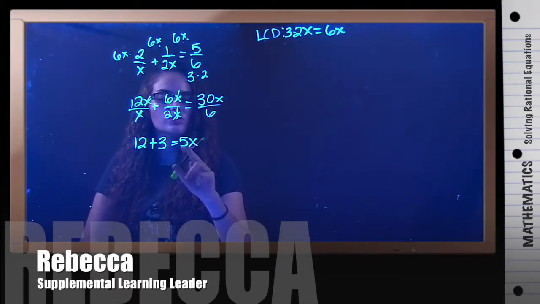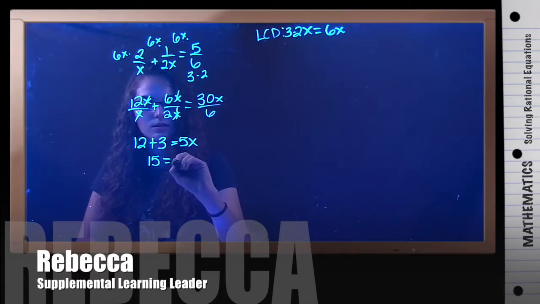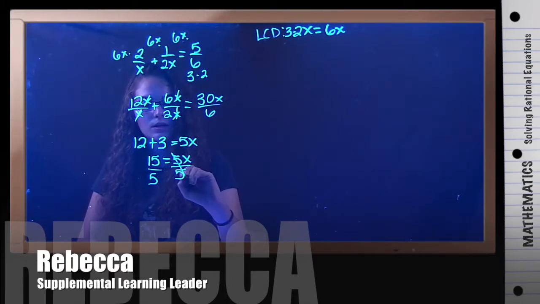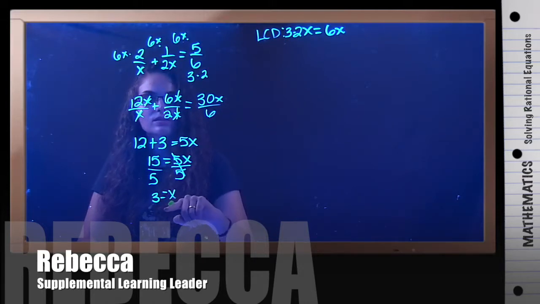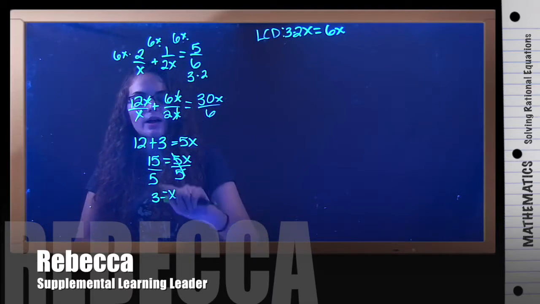And now we're going to solve for x. 12 plus 3 is 15 equals 5x. And now to isolate x, we just divide by 5. 15 divided by 5 is 3. So x equals 3.